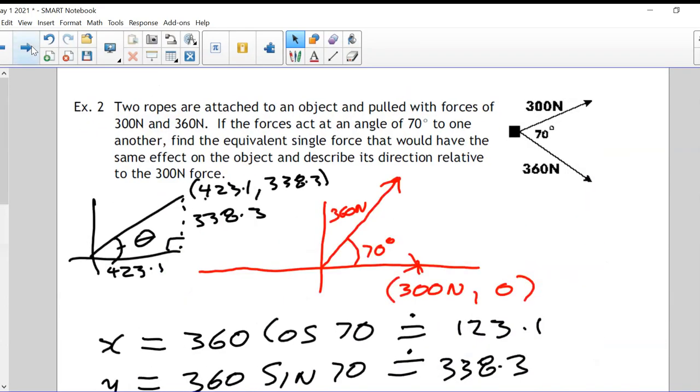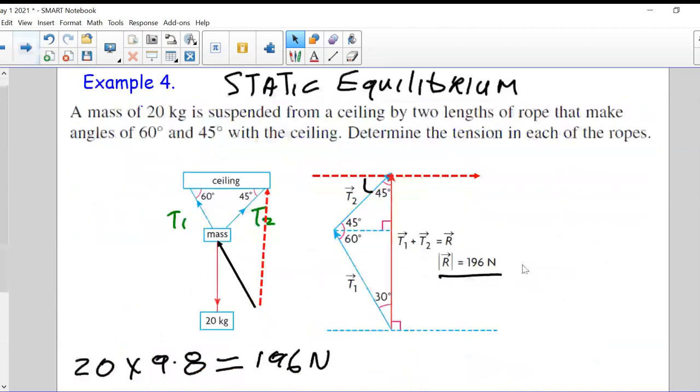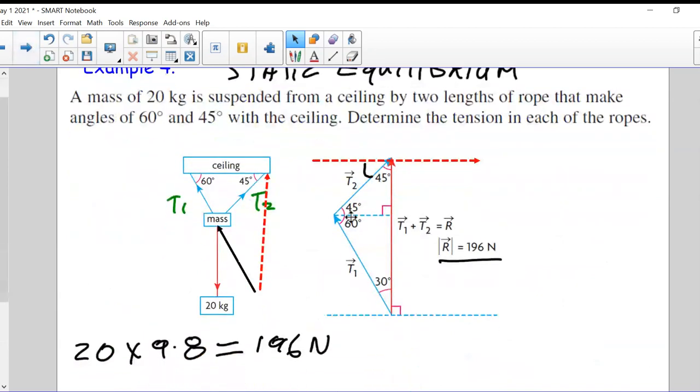So let me go back to where we were. Okay, here we go. So this angle right here, let me say it again, is always going to be the sum of these two angles, the 60 and the 45. The other two angles will depend on what this angle is. So if this is 60, then this is going to be 30.